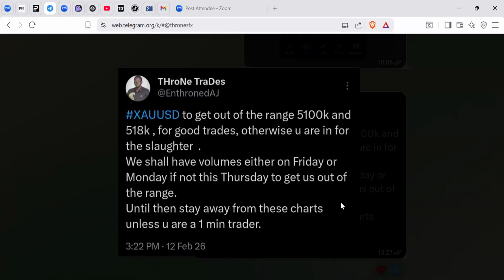And I was saying the reason why we will get these trades is because of volumes. Yesterday was Thursday. I was saying we would have these volumes either on Friday, which is today, or Monday, these 2 days. So if we don't get them on Friday and Monday, then definitely Thursday was going to be the volume day.